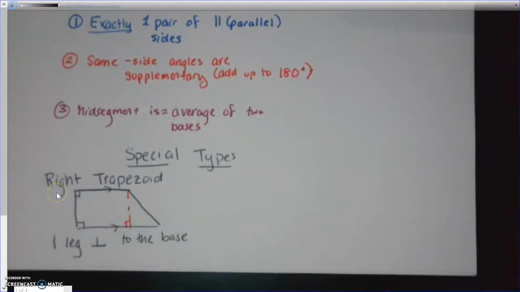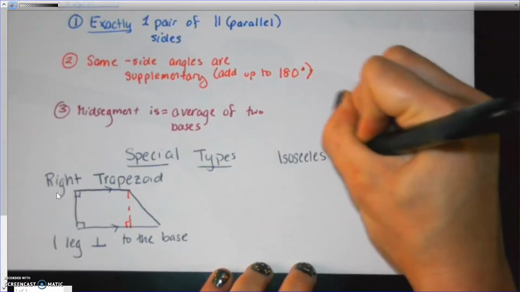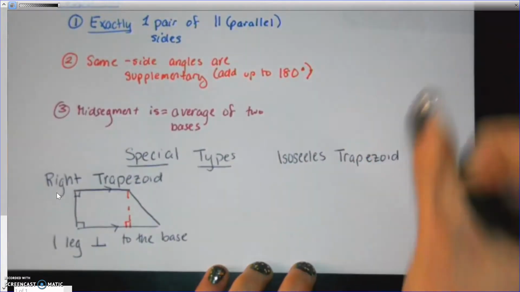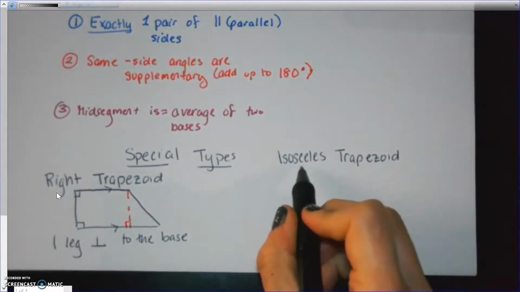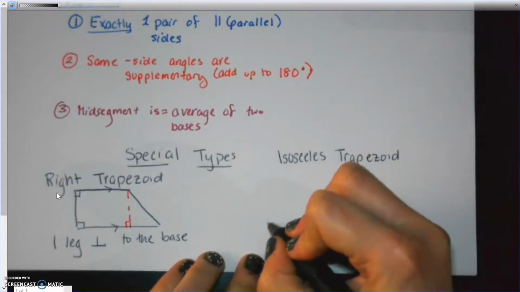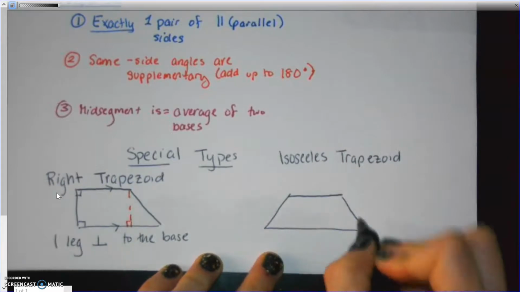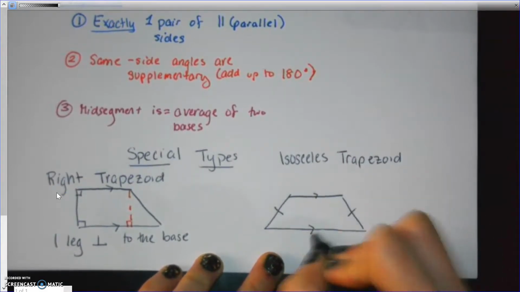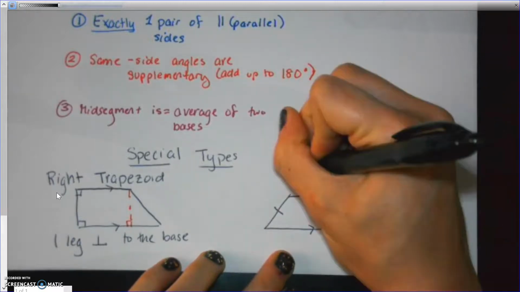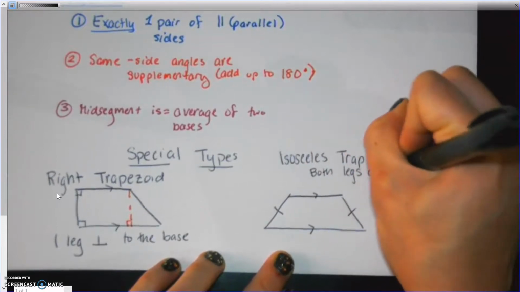Our last special trapezoid we want to talk about is going to be called an isosceles trapezoid. Let's think of what that word isosceles means. When we think of isosceles triangles, we have two congruent sides. We can also have that in a trapezoid, where my two legs are congruent to each other. So we know that both legs are congruent.